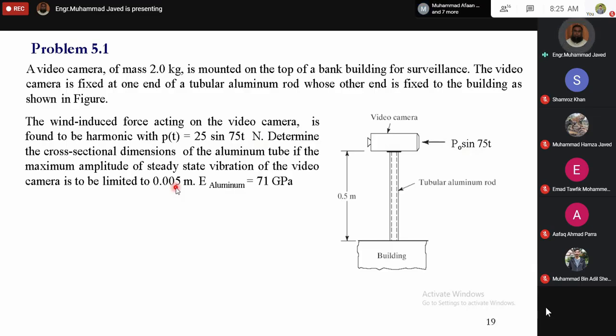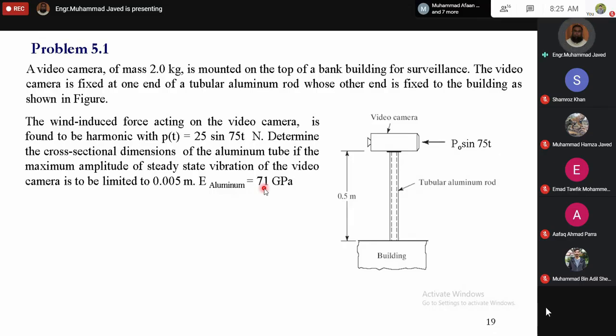क्योंकि अगर ये डायनामिक डिस्प्लेसमेंट विंड की वजह से बहुत ज्यादा होगी तो कैमरा जो है वो अपना प्रॉपर काम नहीं करेगा। लिहाजा हम डायनामिक डिस्प्लेसमेंट को 0.005 मीटर से ज्यादा इंक्रीज नहीं करना चाहते। Now, for this condition, it is required to find the cross-sectional dimensions of this hollow aluminum rod. The E for aluminum is 71 Pascal.